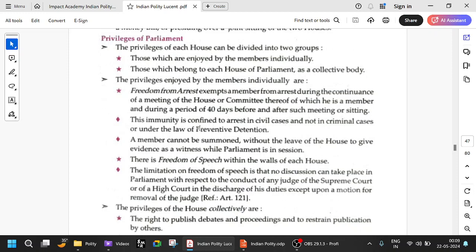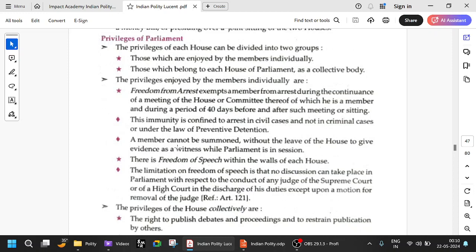Okay, this immunity is confined to arrest in civil cases and not in criminal cases. If the member of parliament murders someone or rapes someone or steals something, in such a criminal case, it does not apply. It is only regarding civil cases. Some property disputes, tax disputes, etc. Only in case of civil disputes, he gets 40 days before and after when that particular meeting is happening.